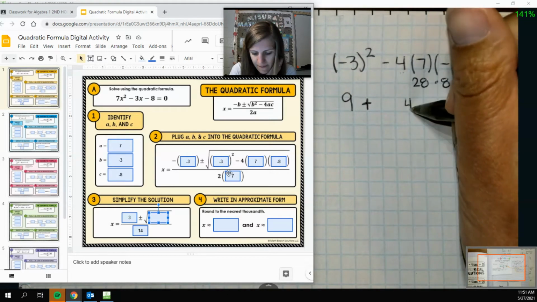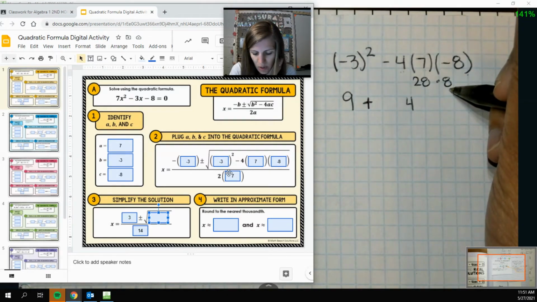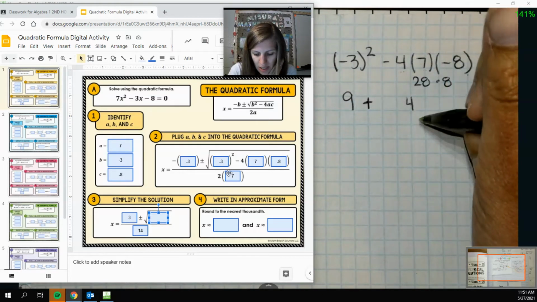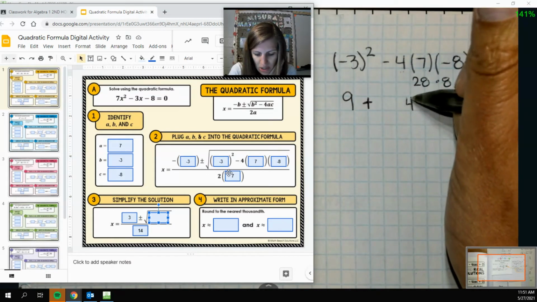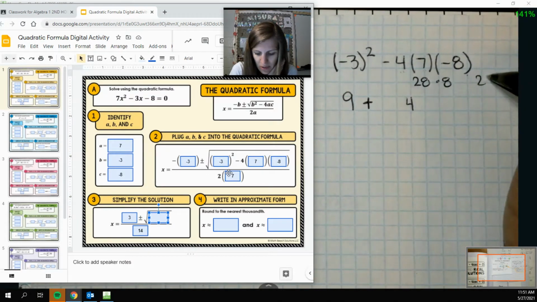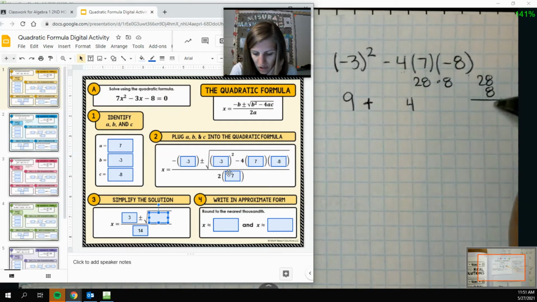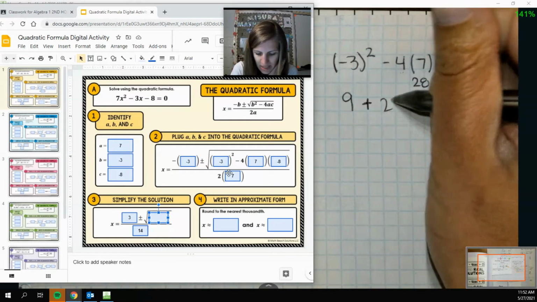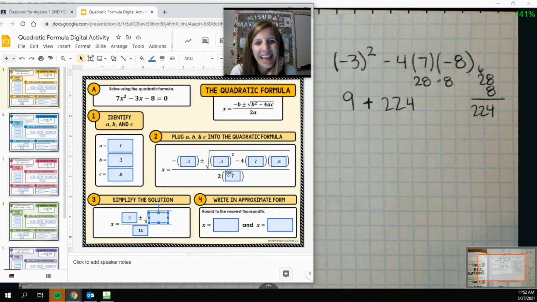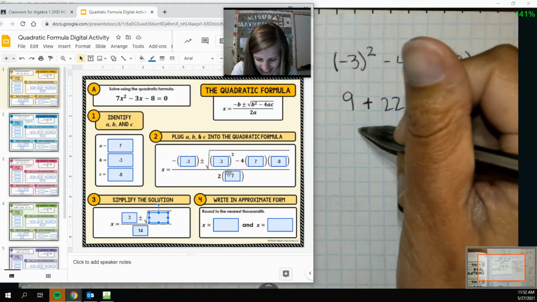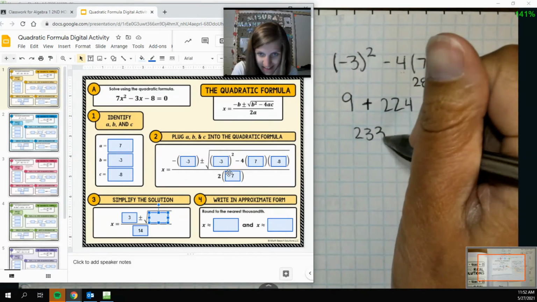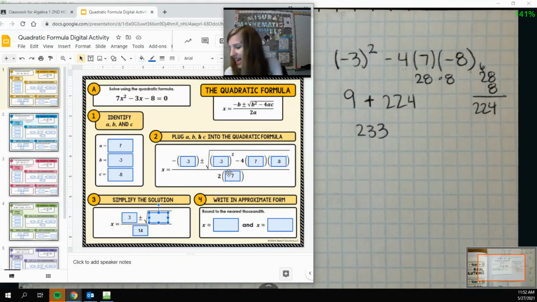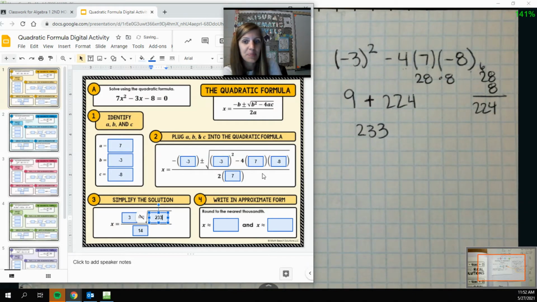which is going to be 4 times 7 is 28. Oh boy, I don't want to mess this up. 28 times 8, let's just write it out. 16, 224. There we go. And then if I add them together, I get 233. There she is. So that's what's going in that last box.